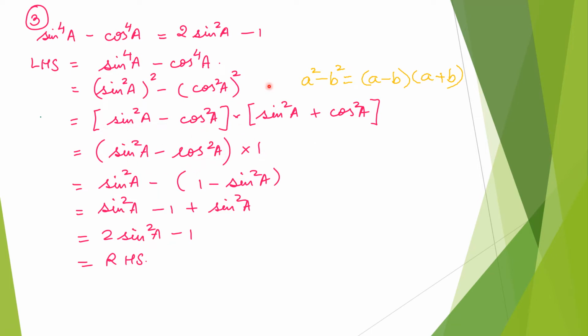Now again you look at my RHS. If you look at your RHS, you are getting 2 sine square A minus 1. So I want to get rid of this cos square A. So I'm writing it as 1 minus sine square A. You need to write over here, because you know cos square A plus sine square A is equal to 1. Which identity are you using? You need to keep writing that. So this is the identity that we have used, and therefore we get is equal to RHS.